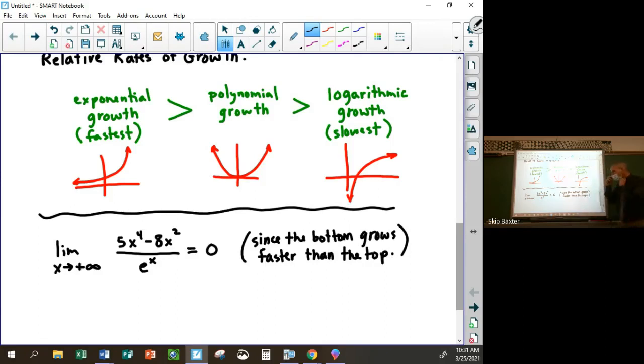So it's the same principle that we talked about yesterday, except instead of comparing exponents to see which one grows the fastest, we just compare the type of function to see which one grows the fastest.